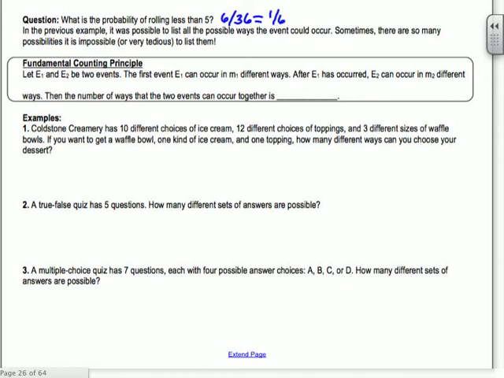That's when we use what's called the fundamental counting principle. This is really important. It says let E1 and E2 be 2 events. The first event, E1, can occur in M1 different ways. After E1 has occurred, E2 can occur in M2 different ways. Then the total number of ways that the events can occur together is M1 times M2.